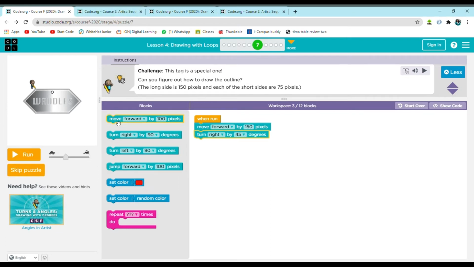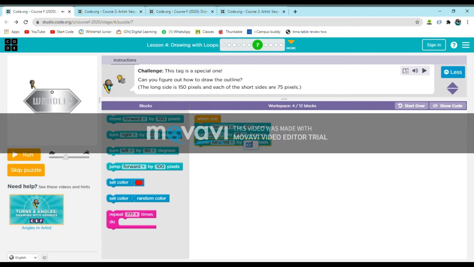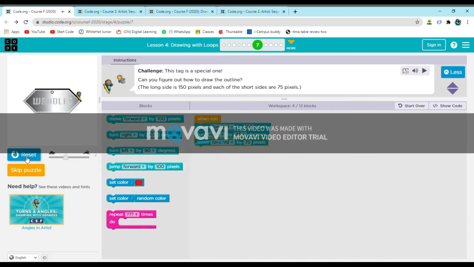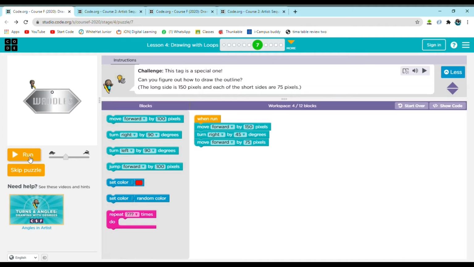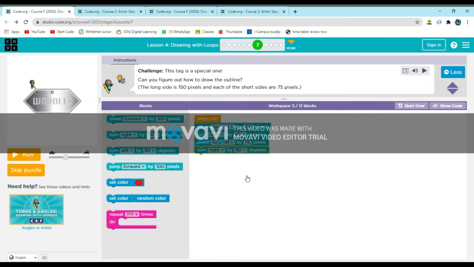After that, we have finished it. Then move forward by 75 pixels, which will cover this part. Let us run it. Now it finished this one. Now again turn right by 90 degrees.